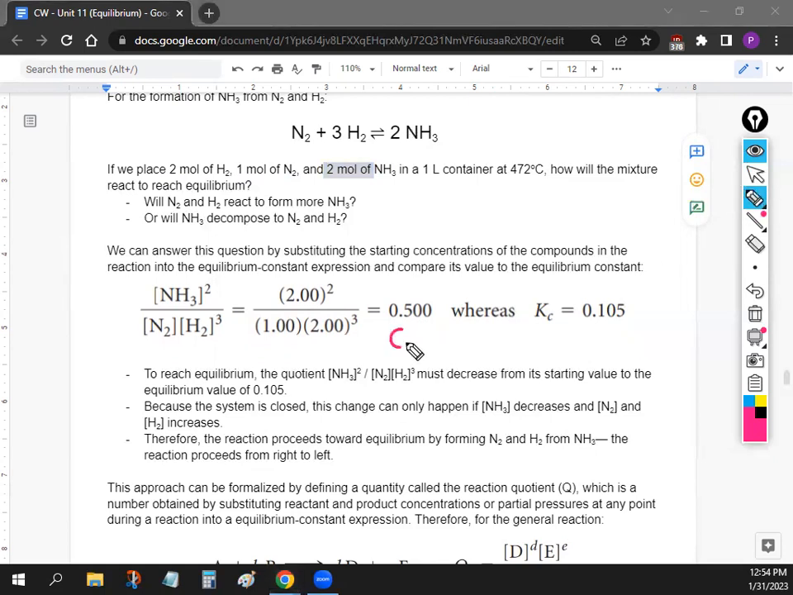Okay. Now this value right here, we're going to call this value Q, okay? And Q is basically the ratio of the compounds before equilibrium. So that's different from K. K is at equilibrium. K tells us the ratio when the reaction comes to equilibrium. Q is the ratio while you're still getting there. So Q will always be different for a reaction depending on how much you have for the reactants or the products. K is a constant for each reaction at a specific temperature.